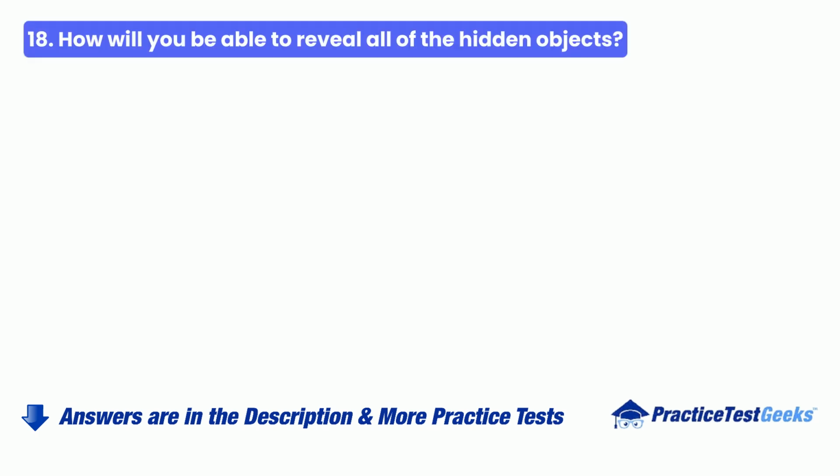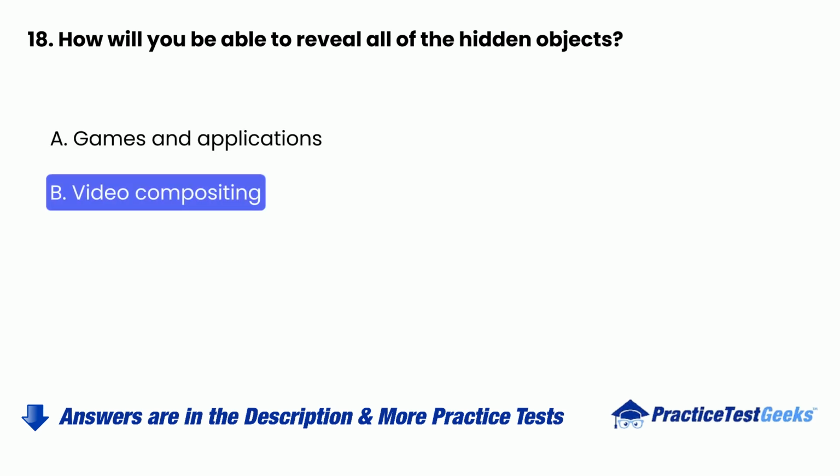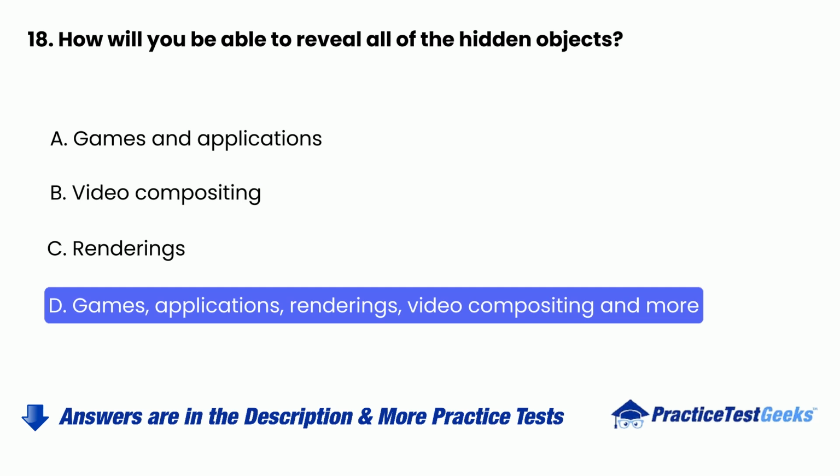How will you be able to reveal all of the hidden objects? A. Press the Alt and H keys, B. Press the Shift and H keys, C. Press the Shift and S keys, D. Press the Alt and S keys.